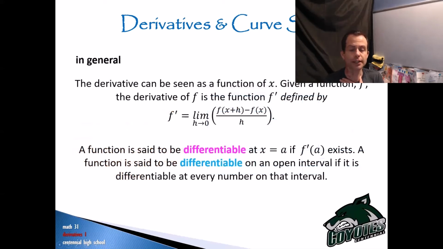So in general, the derivative can be seen as a function of x. Given a function f, the derivative of f is the function f prime, and it's defined by the limit, as h approaches 0, of f of x plus h minus f of x all over h. A function is said to be differentiable at x equals a if the derivative at a exists. A function is said to be differentiable on an open interval if it is differentiable at every number on that interval. So there has to be a derivative for every number across that particular interval in order for the function to be differentiable.